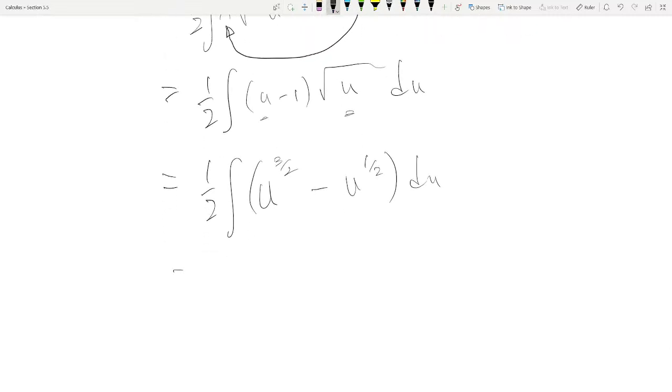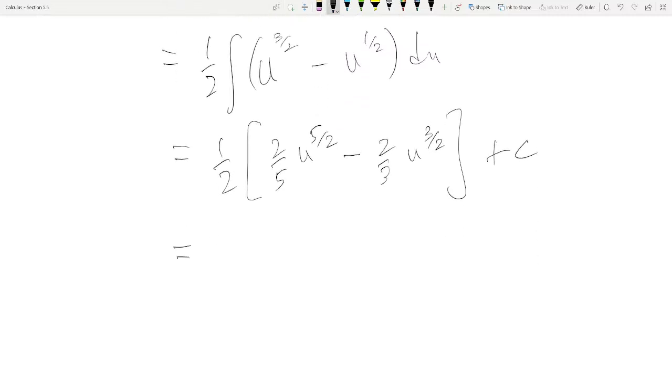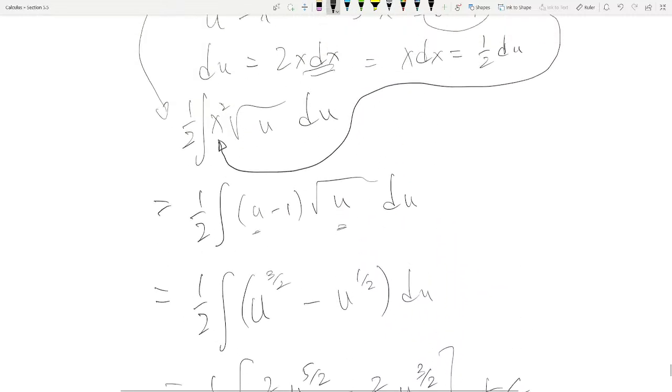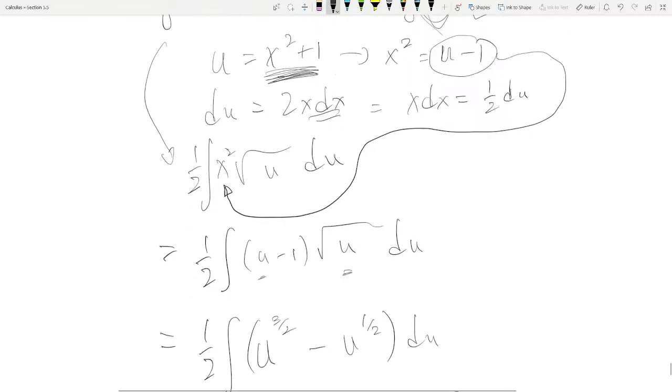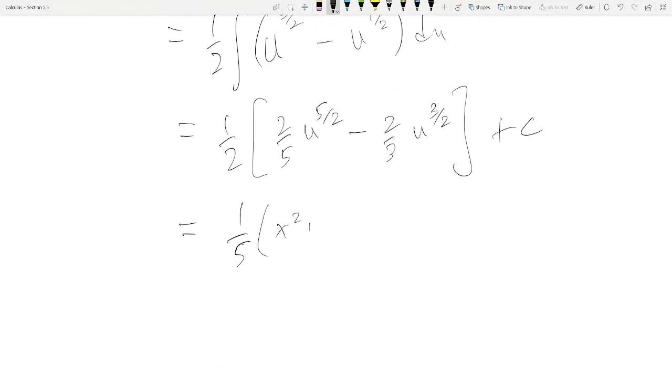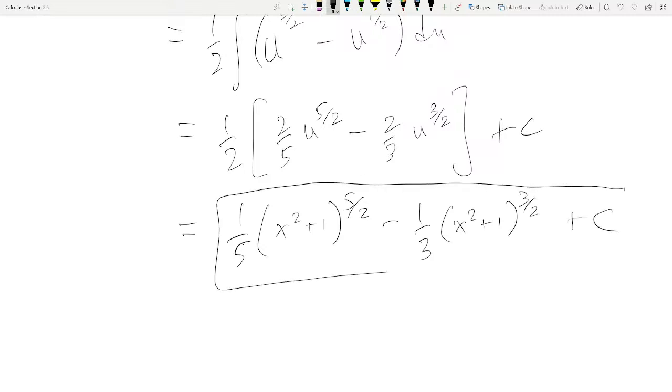Now I can do my integration. Here I get 2/3, oh, I get 2/5, excuse me. U to the 5/2 minus 2/3 u to the 3/2 plus C. Then some housekeeping. I'll get 1/5. Remember, u is equal to x squared plus 1. So I'm going to put that all in now. 1/5 x squared plus 1 to the 5/2 minus 1/3. The 2's cancel, that 1/2 and this cancel. 1/3 x squared plus 1 to the 3/2. There you go.